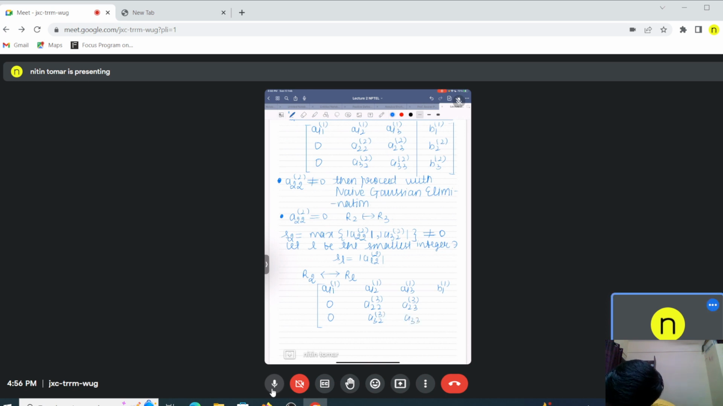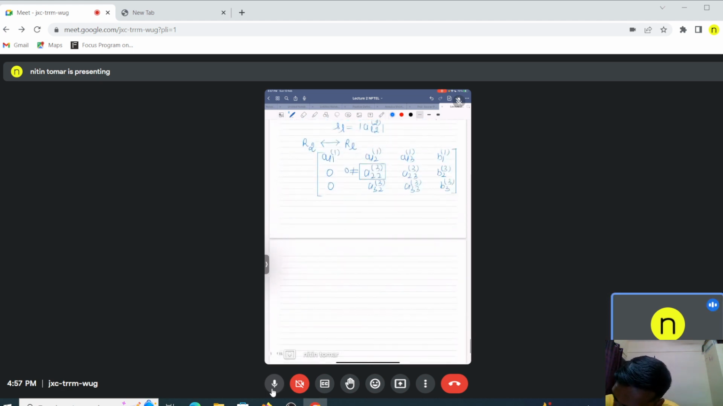Are you getting my point? Yes, sir. Now this part cannot be 0, right? Yes, sir. So apply step 2 of the Gaussian naive method, naive version, okay? I'm writing explicitly everything so that everything is clear when you look back, okay?